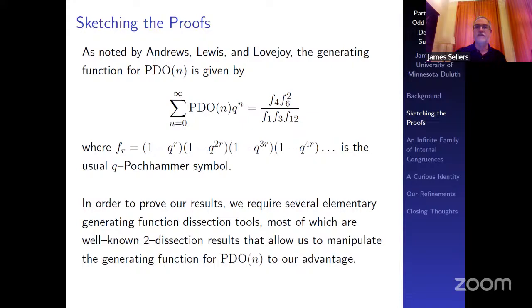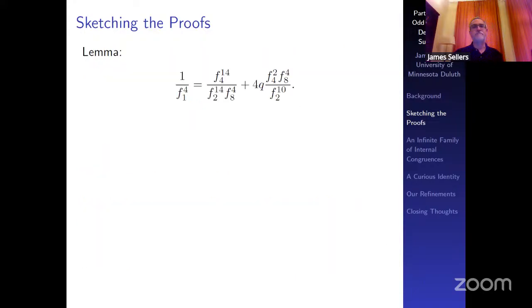What we need is a lemma that talks about 1 over F1, F3, and I'll show that on the next slide. So one of the lemmas we'll need is a 2-dissection of 1 over F1 to the 4. For those of you not familiar with this, let me just point out what the right-hand side is doing. All of the powers of q in this first term on the right are going to be even powers of q.